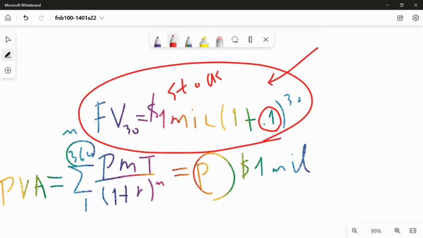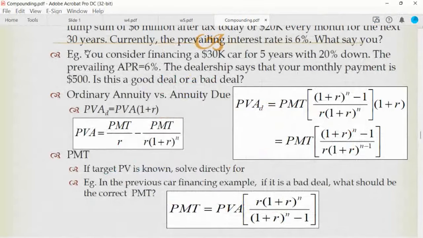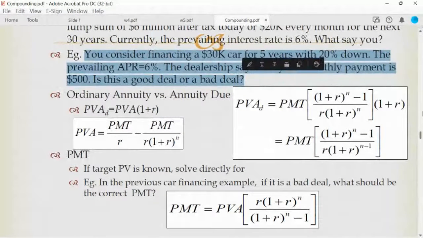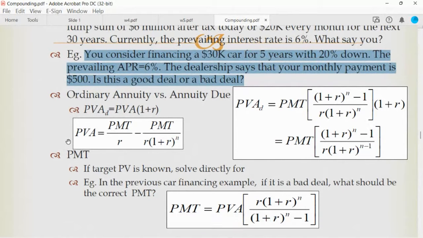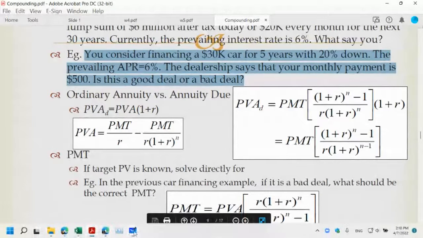But if it is the case of borrowing, it is present value of annuity, right? So the second example is exactly that. What is the second example about? It's about buying a car. Let's say you're buying a car and it's $30,000. Even if you have $30,000, you don't want to spend your cash right away. Even if you have enough money, you don't just pay a lump sum. Why? Because of the opportunity cost, right?